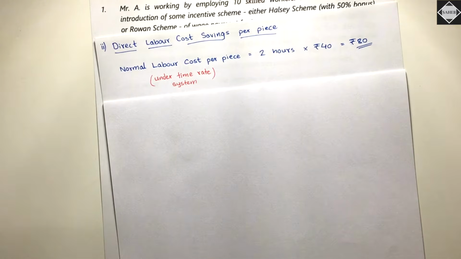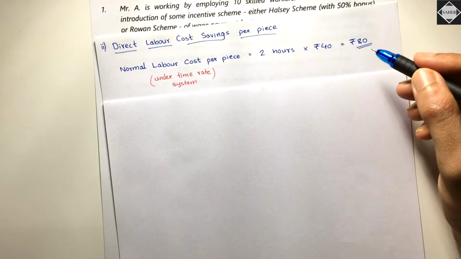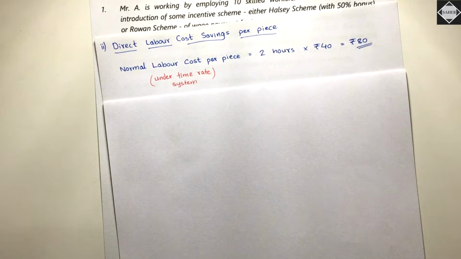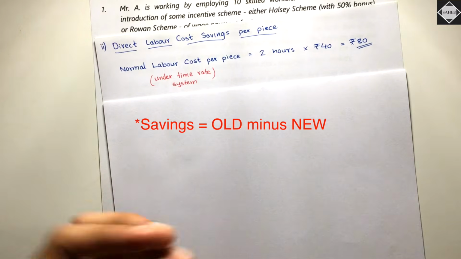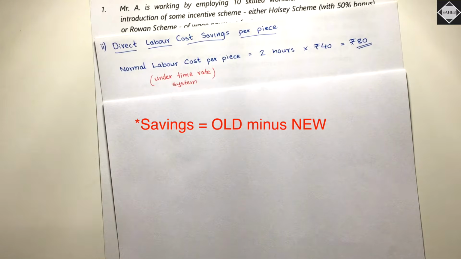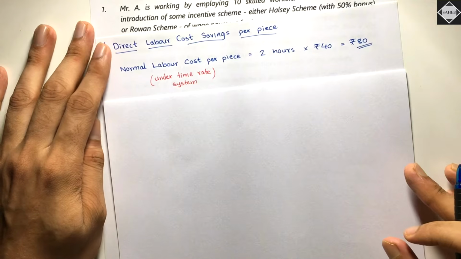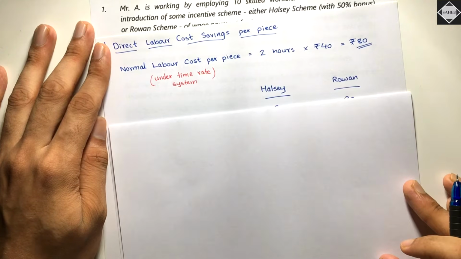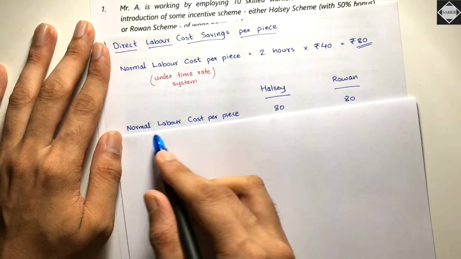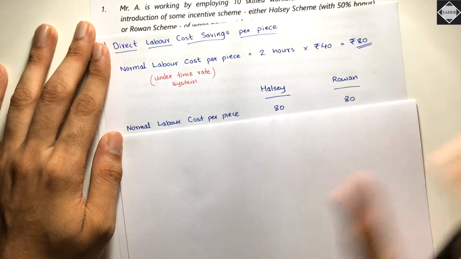Now what we have to do is compare this with the labor cost after Halsey and Rowan. As I told you, new minus old you have to do, then only you will get the saving. If it's positive, it's saving. If it's negative, it's loss, meaning extra cost you are incurring. So it's really simple. You have to make 2 columns, Halsey and Rowan, and take normal labor cost per piece. This is the old values, 80, 80, without Halsey and Rowan.